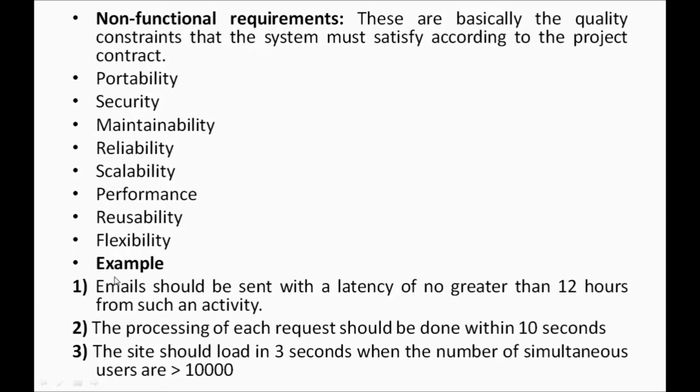So these are the examples for non-functional requirements that I told, right? For example, I will just give extra details here. Emails should be sent with a latency of no greater than 12 hours from such an activity. Latency is delay. While sending the emails, there should not be a delay greater than 12 hours. So you can see delay should not be there.